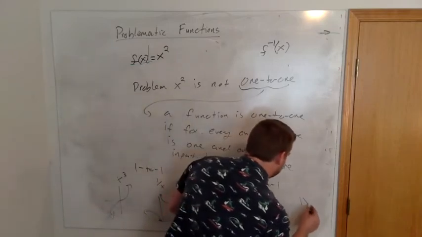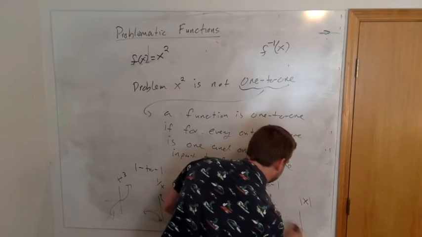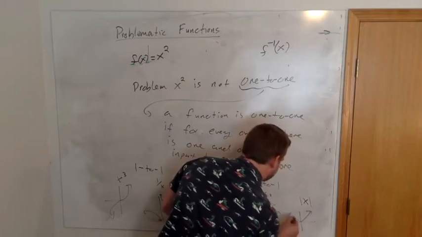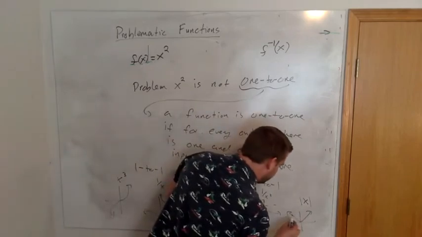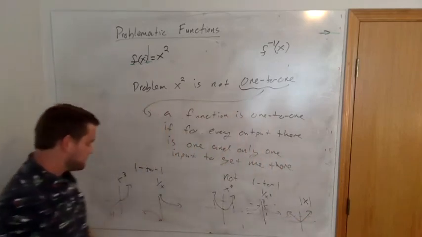How about another one? How about the absolute value function? That looks like the classic V. You notice for a certain output, there are two inputs to get me there.